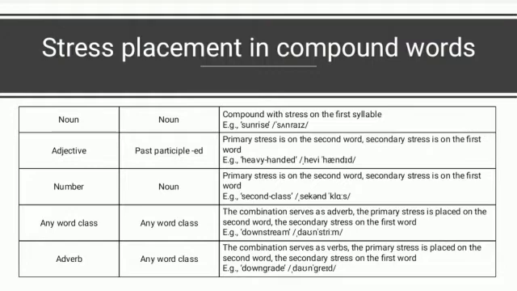The last one is compound words with an adverb and any word class, but this combination serves as a verb. The primary stress is placed on the second word and the secondary stress is on the first word. For example, the word downgrade. So the primary stress is on the second word, grade, and the secondary stress is on the first word, down.